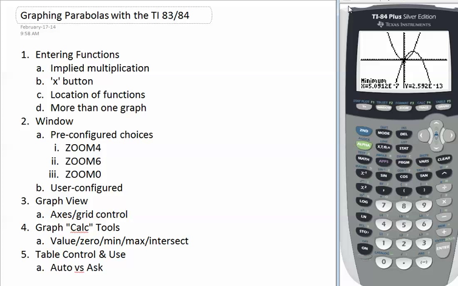I'm going to stop the video at this point, and I'll take up the other values and a few more things in the second part of this topic.